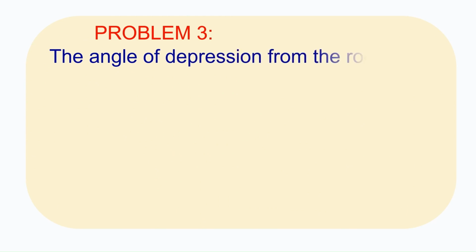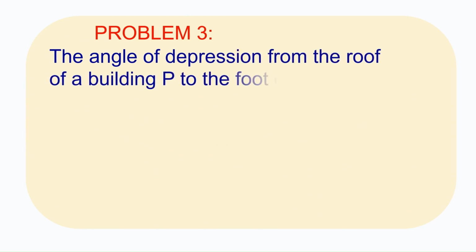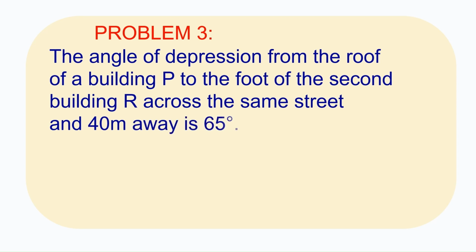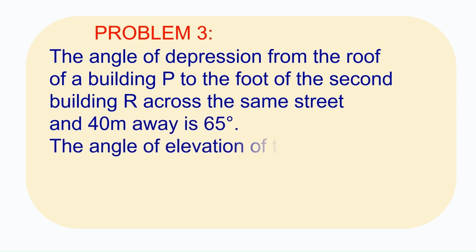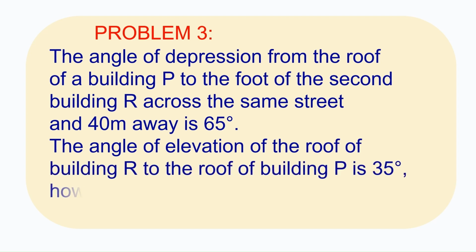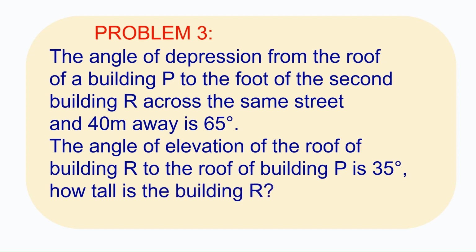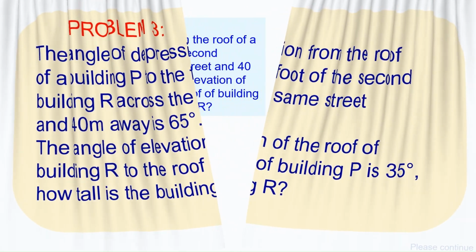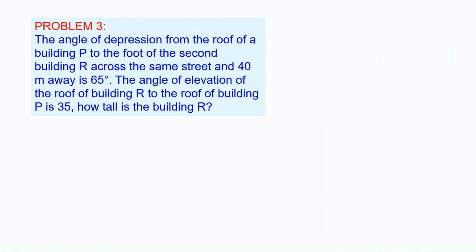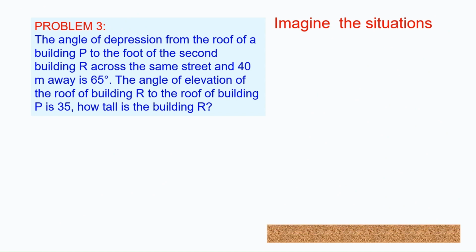Problem number 3. The angle of depression from the roof of a building P to the foot of the second building R, across the same street, 40 meters away, is 65 degrees. The angle of elevation of the roof of building R to the roof of building P is 35 degrees. How tall is the building R? After learning the problem, we advise you to imagine the scenario on the ground.